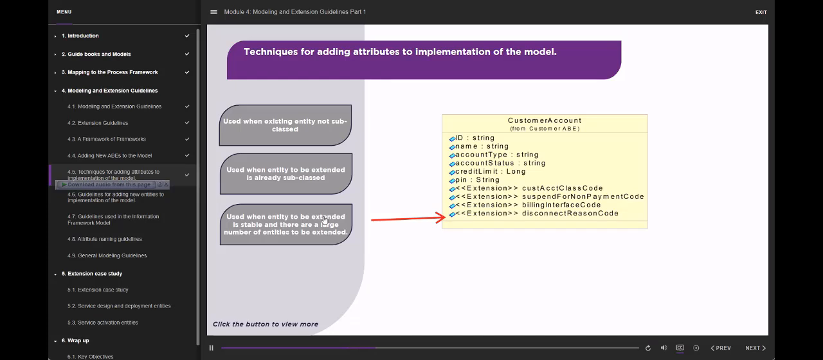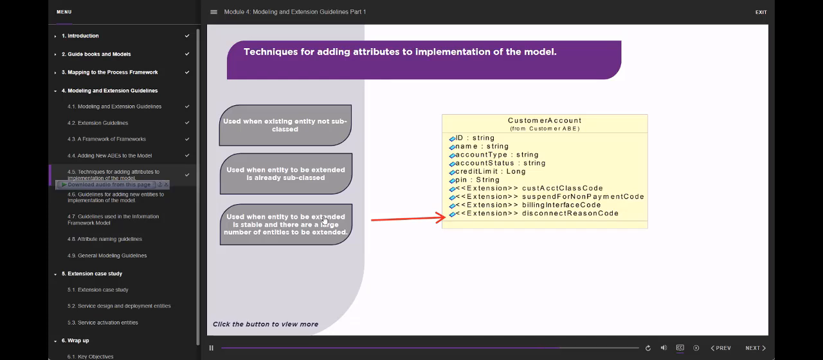The disadvantage of this technique is that version control would have to be manually performed if the UML tool does not support some form of model merge functionality. For example, if a new version of customer account is introduced in the framework, either the extensions would have to be re-added or the new framework attributes would have to be manually added. Most framework entities are stable from their initial introduction, so the disadvantage of this technique rarely comes into play.